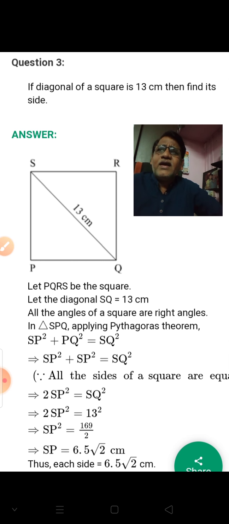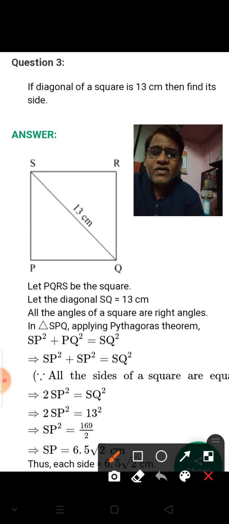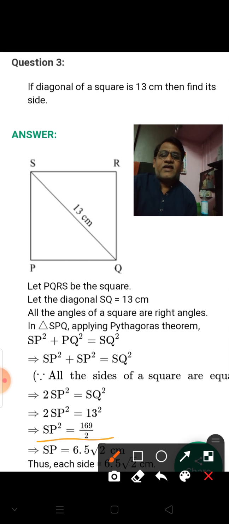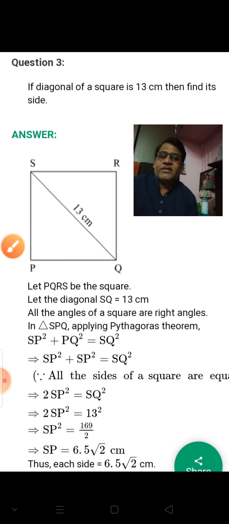What is SQ? SQ is the diagonal, so SQ square means 13 square. So 2SP square is equal to 13 square, and SP square is equal to 13 square upon 2, which is 169 upon 2. Right. So SP is equal to 6.5 root 2 centimeter. Thus each side of the square is 6.5 root 2 centimeter. So now come to the next question.